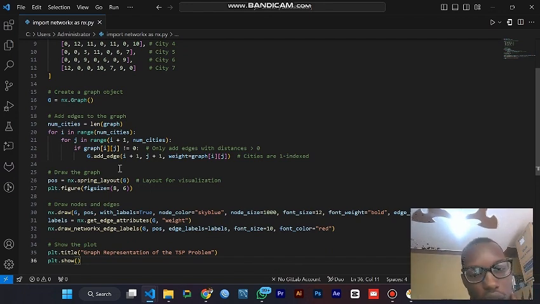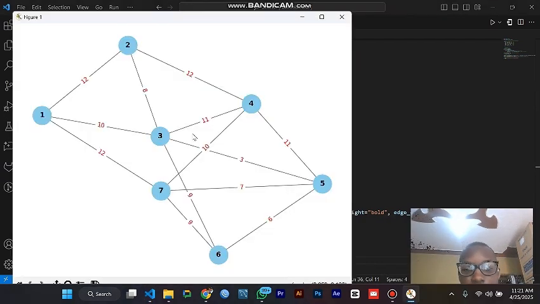Finally, we used matplotlib and NetworkX to visualize the graph, which allows us to better understand the connections between the cities. The moment you run this code, you get this visualization. This visualization shows cities as nodes, and the distance between the cities as edges.